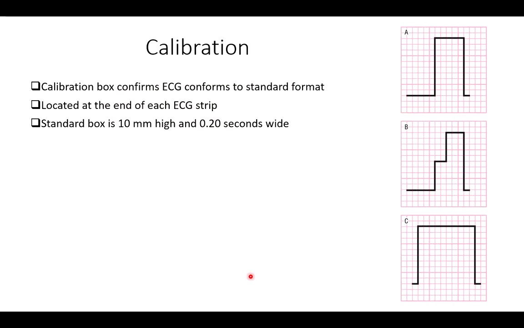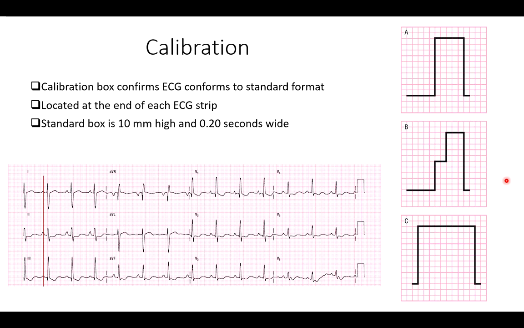Now, the other thing that you'll note is we also have this calibration box that's at the end of our rhythm strip. And this calibration box tells whoever is looking at it how to interpret each of those boxes. If we see this normal calibration box here, it's just as I indicated, a standard calibration box, in this case 10 millimeters high and 0.2 seconds wide, comprising 5 small boxes. And so this tells me that I'm looking at a normal rhythm strip. So all the things that I just told you would ring true.